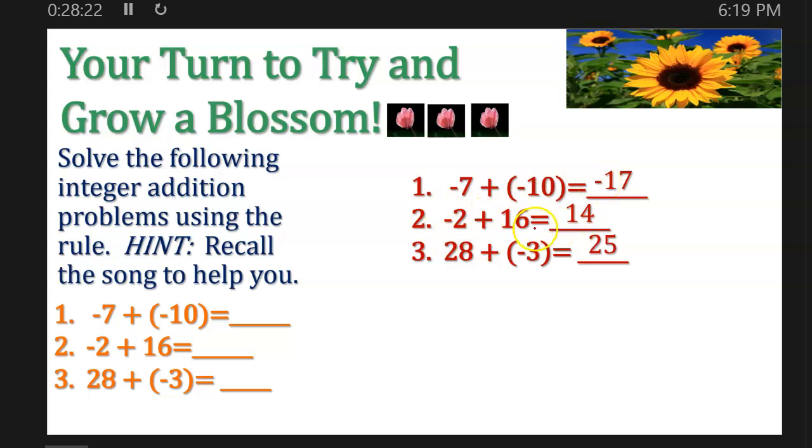Here we have a negative 2 and a positive 16. And so the difference there, since the signs are different, we take the difference. The difference there is a 14. And we keep the positive sign because the 16 absolute value is bigger than the 2. Okay. 28 plus negative 3, again, different signs, so we subtract them and end up with a 25. And again, we kept the positive sign on this one because the absolute value of 28 is greater than the absolute value of negative 3.